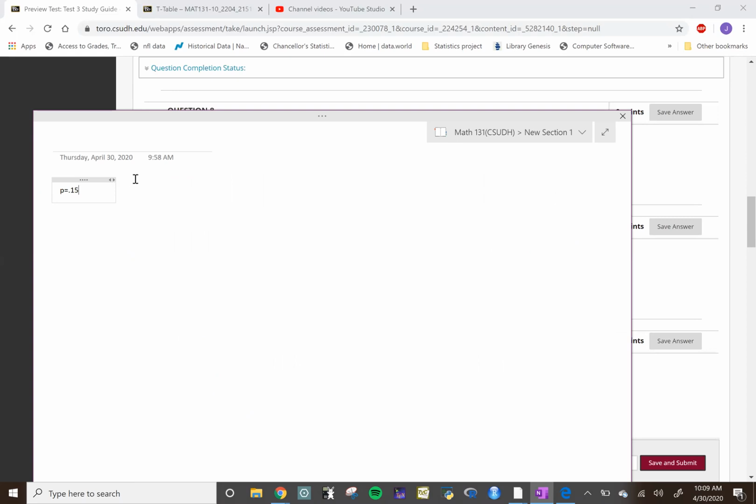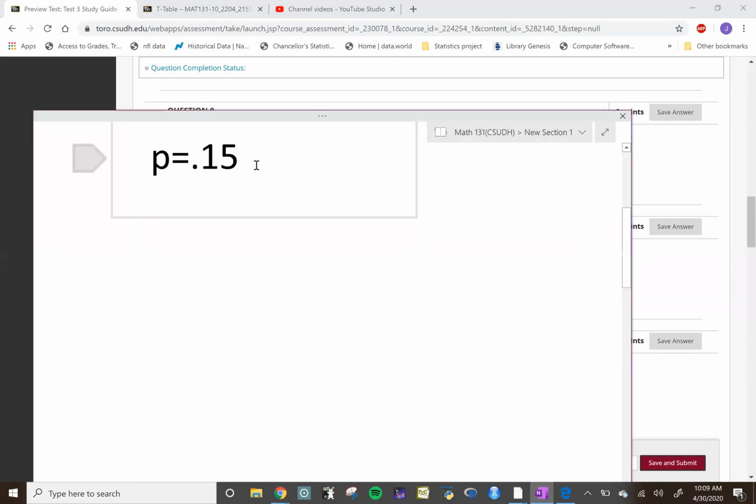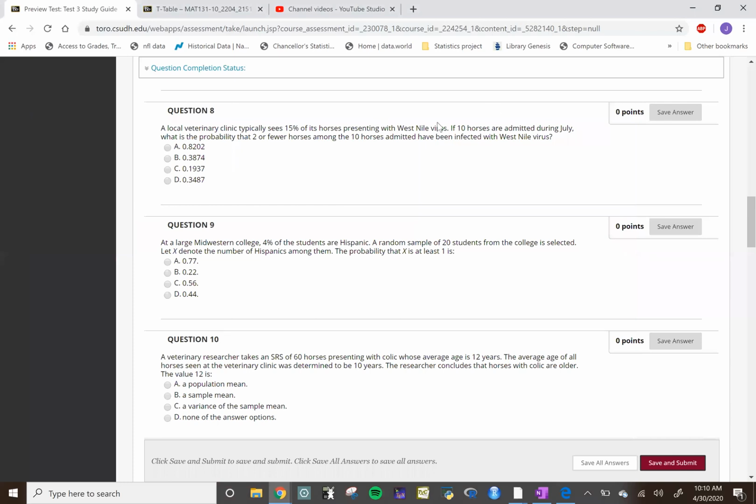Actually, let me blow this up a little bit. All right, so far they're giving me P is equal to 0.15. It says if 10 horses are admitted during July, so they're telling me how many horses they're getting. So they're giving me N is equal to 10. So they're telling me if 10 horses are admitted during July, what is the probability that 2 or fewer horses among the 10 horses admitted have been affected with West Nile virus?